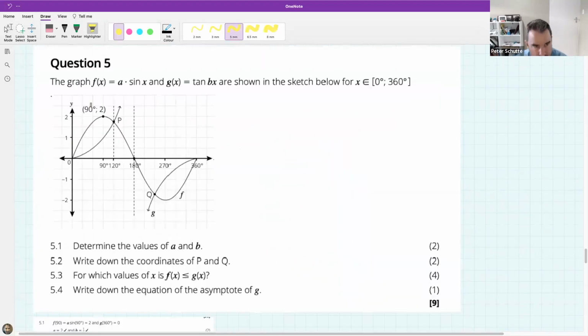So if we look at this graph, we always start by introducing yourself to the functions. So this is the graph of sine, and it has a particular transformation. And this is the graph of tan, which has a transformation, and it's in the domain 0 to 360. I want you to find me the values of A and B. What are the values of A and B?